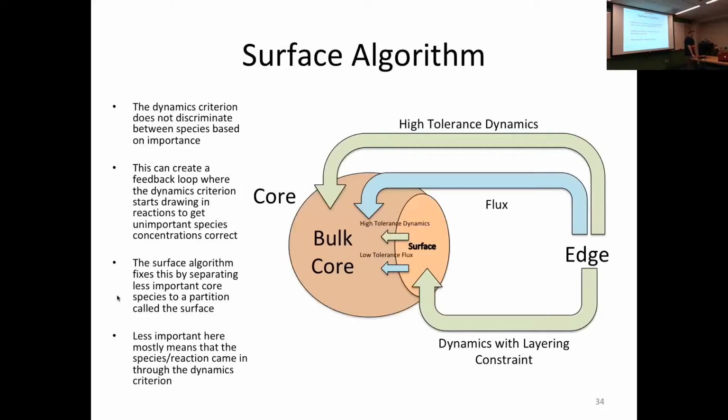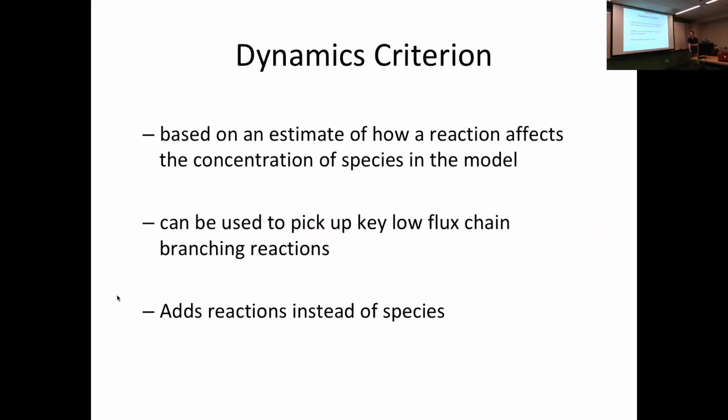So there's a little problem with this, and it's a thorny problem. If we're looking at how a reaction affects the concentration of a species in the model, the nice thing about flux is that it has a universal scale. We can look at how big this flux is relative to the overall flux of the system. But with concentration, every species has a concentration.